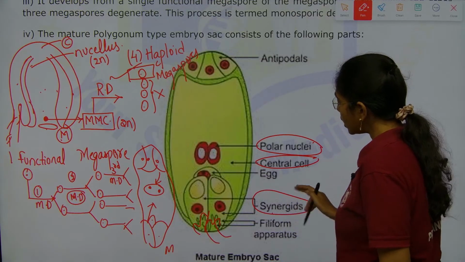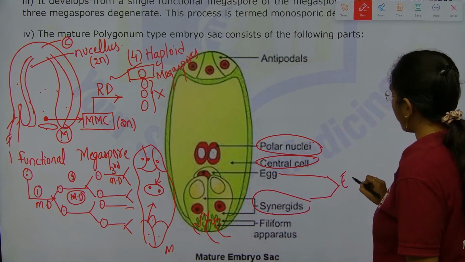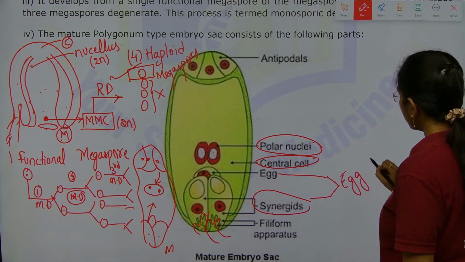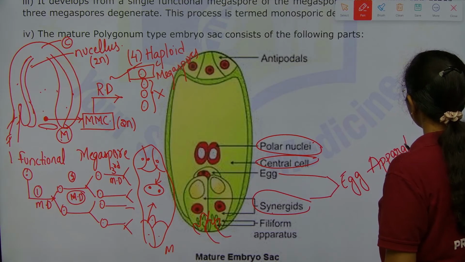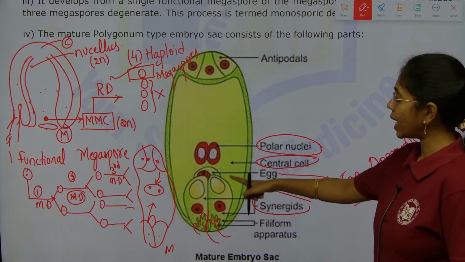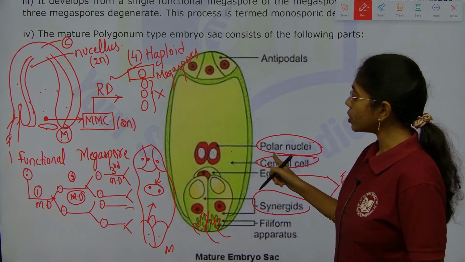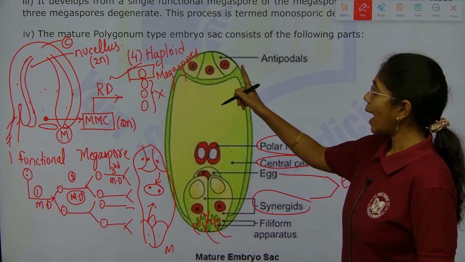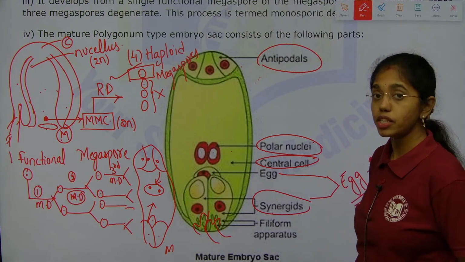So here, synergids and egg cell together are called as what, beta? Egg apparatus. Fine, right? Synergids and egg cell together is known as egg apparatus, and at the center you can see the central cell or polar nuclei and the 3 antipodal cells which are at the chalazal end.